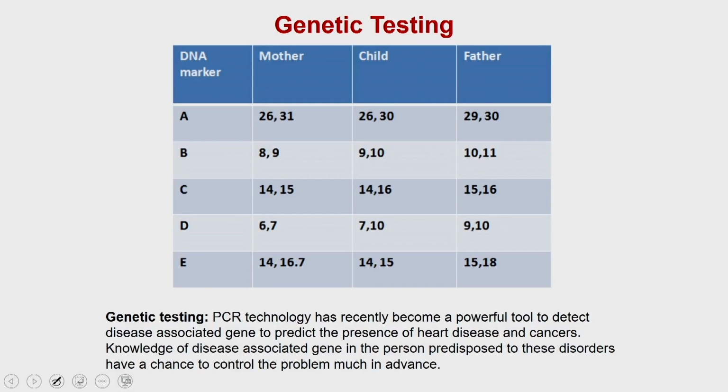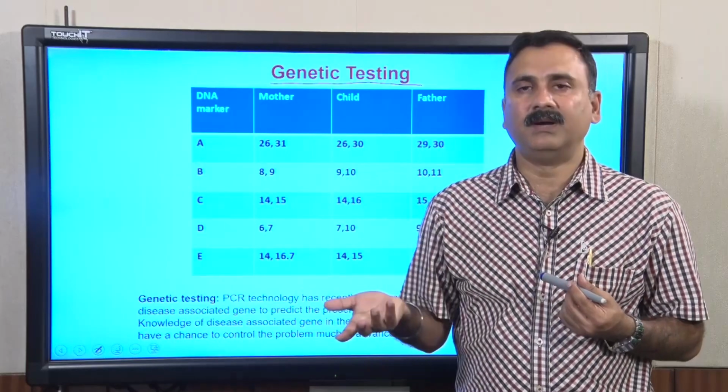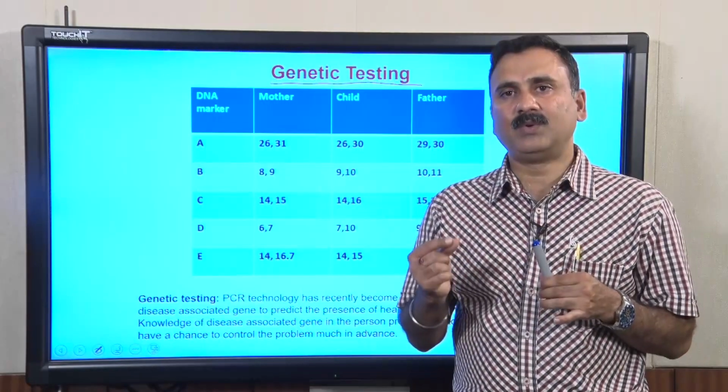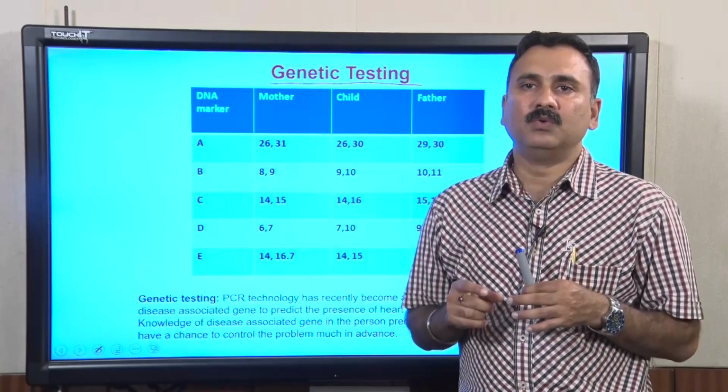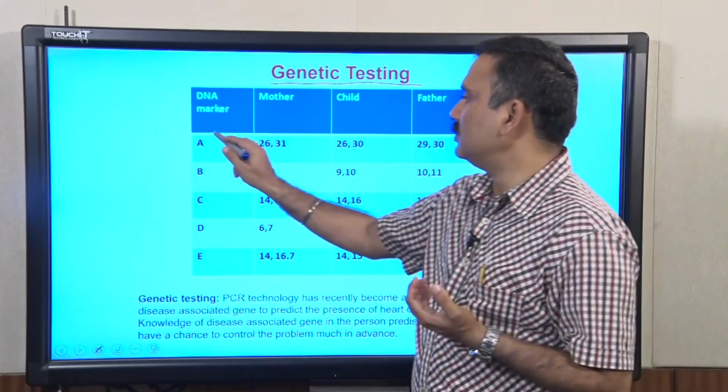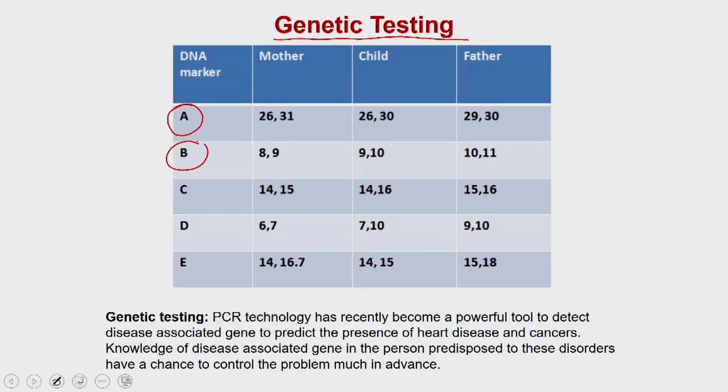Now, in many cases, parental DNA testing is also one of the major areas where PCR is contributing to biomedical applications. With the help of PCR, you can assess whether a child belongs to the given parents or not. For that kind of analysis, first you have to characterize the DNA markers present in that particular family, and then you have to see whether those DNA markers are present in the child as well as in the mother and father.